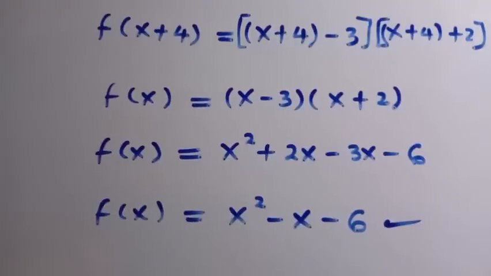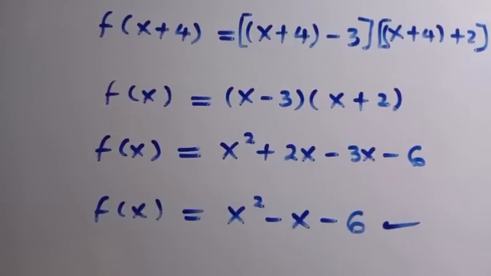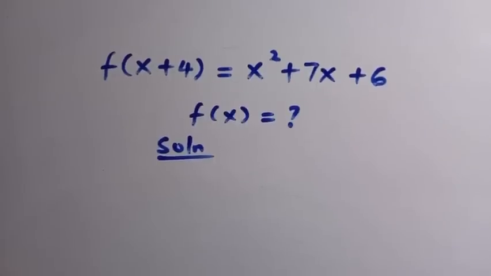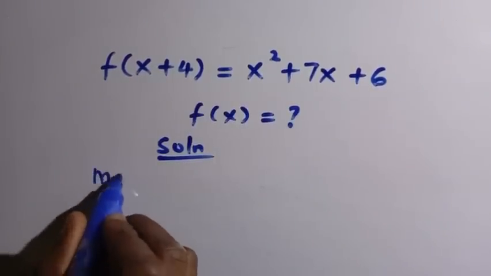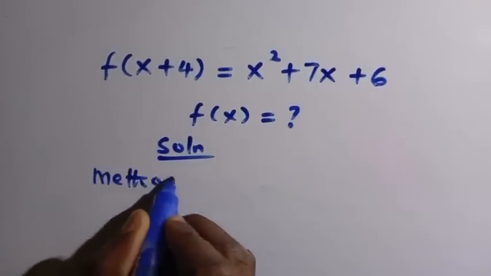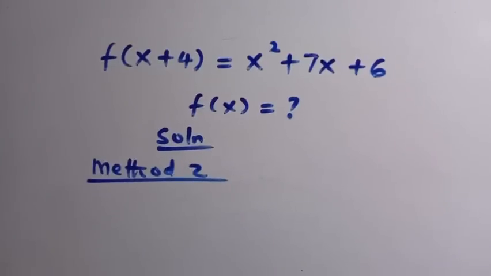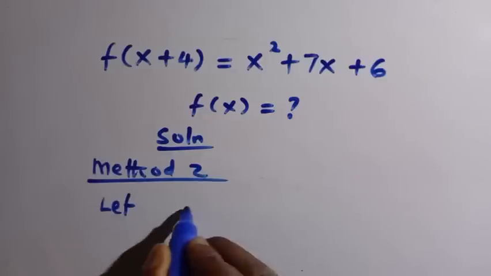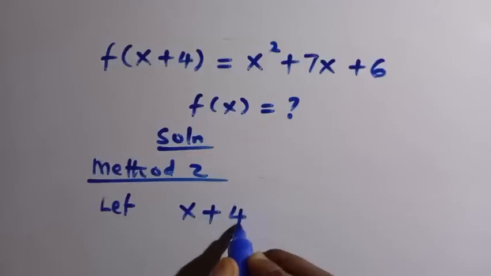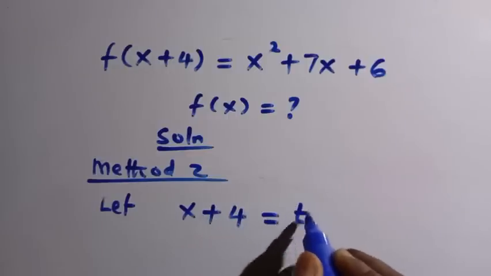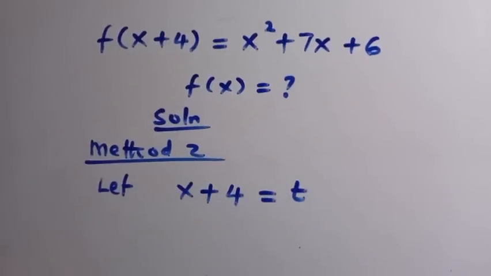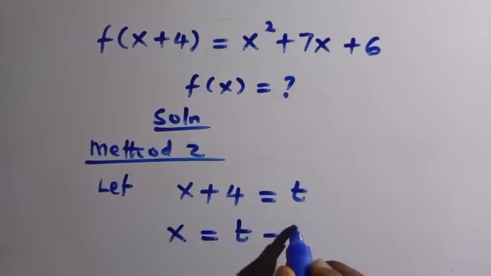So let's see how we can solve this using the second method, or the second approach to solve this question. So let's see method 2. For the second method here, I'm going to apply the substitution method. Suppose I let the domain, which is x plus 4, equal t. Then let's make x the subject of the formula. So it means x equals t minus 4.